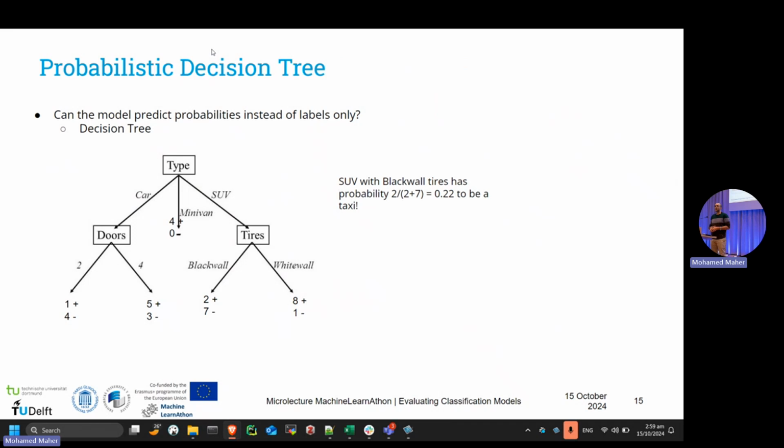In the case of decision trees, we can predict the probability, which could be the percentage or the ratio of the positive class to the negative class at the leaf node that makes the prediction. So here, let's say that an SUV car with black wall tires has two positives and seven negatives. So actually, the probability to be a positive class would be 2 over 9 over all instances. So it would be 0.22 probability to be a positive class, and the remaining would be for the negative class.